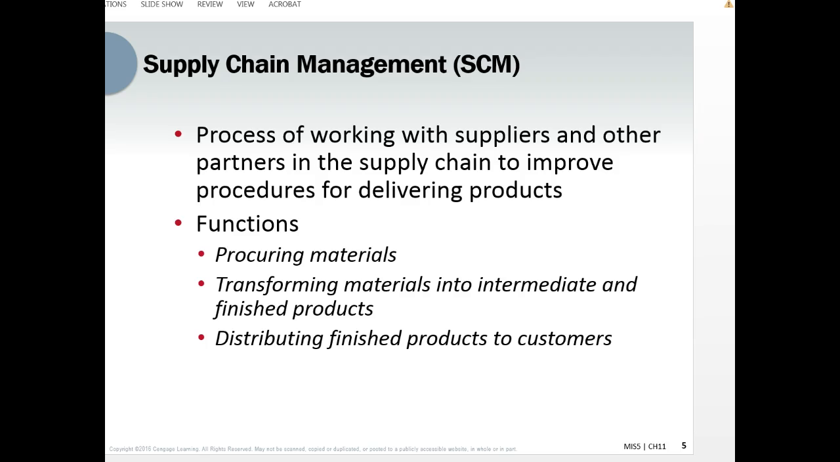So in the supply chain, we have supply chain management, which is the process of working with suppliers as well as other partners in the supply chain to improve the procedures for delivering products and services. In supply chain management, we have certain functions. One of the functions is procuring materials. The other is transforming materials into intermediate and finished products and services, as well as distributing finished products to the customers so that they can take advantage of these great products that we have created for them.